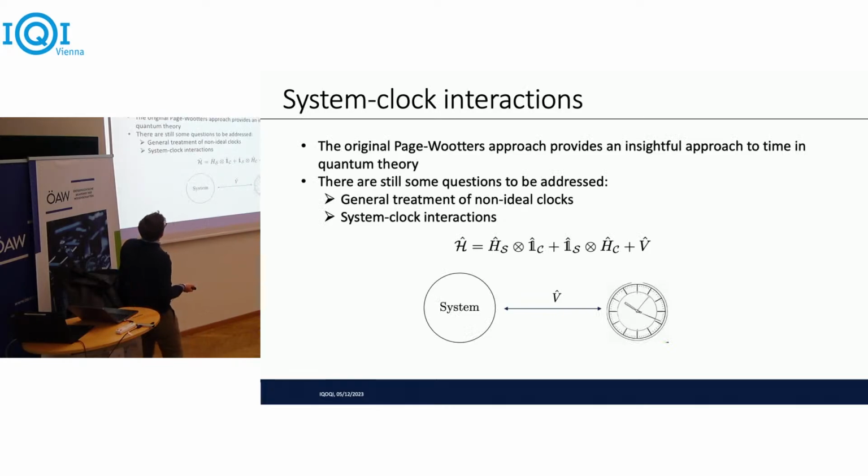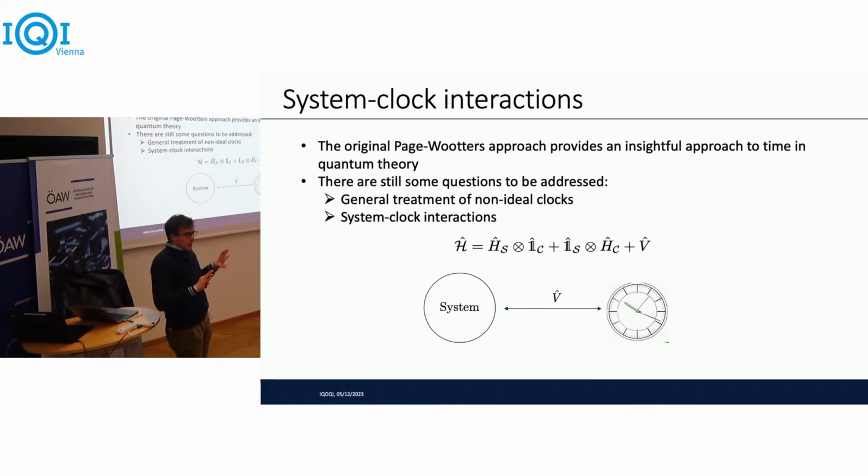But let me show you how it's useful for system-clock interactions. So first of all, why do we need a system-clock interaction? The Page-Wootters approach provides an insightful way of approaching time in quantum theory, or one potential solution to the problem of time in quantum theory. It's insightful because it tells you how you should treat time, or how you should recover it from correlations between systems. But it's not the most general model.